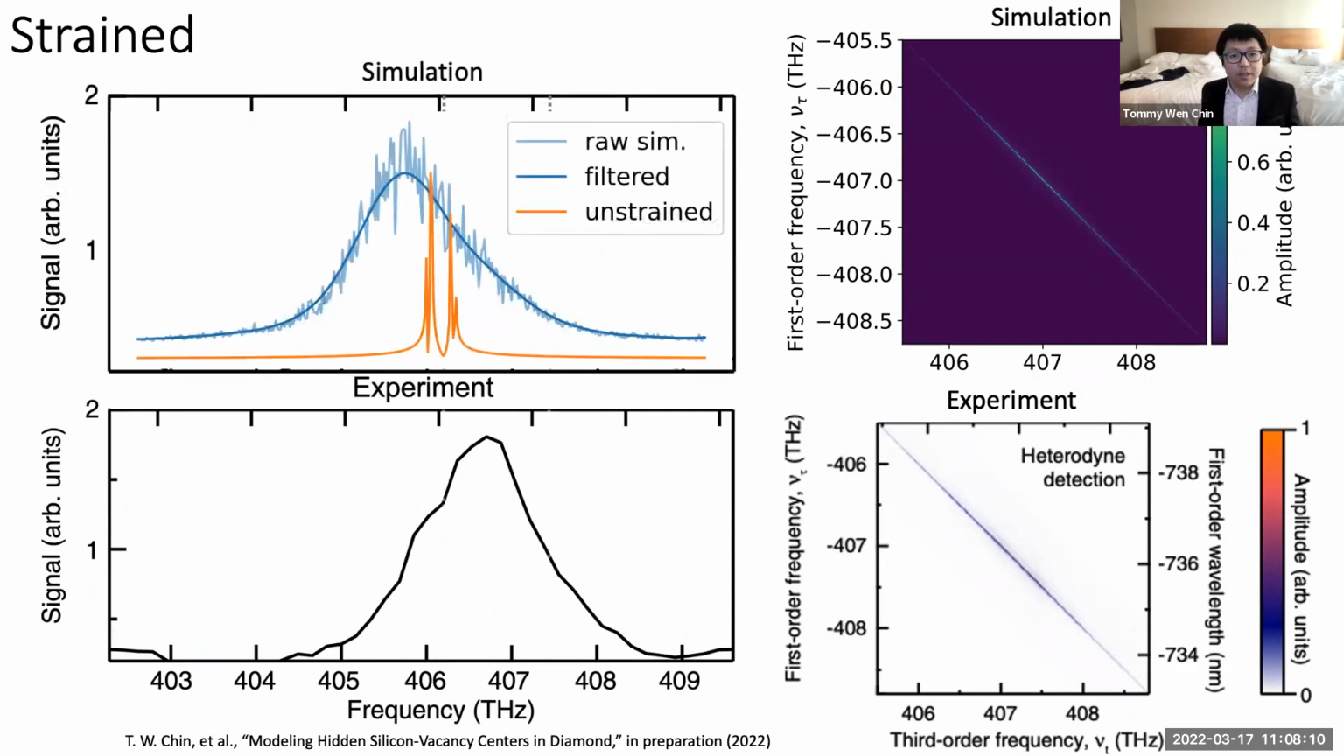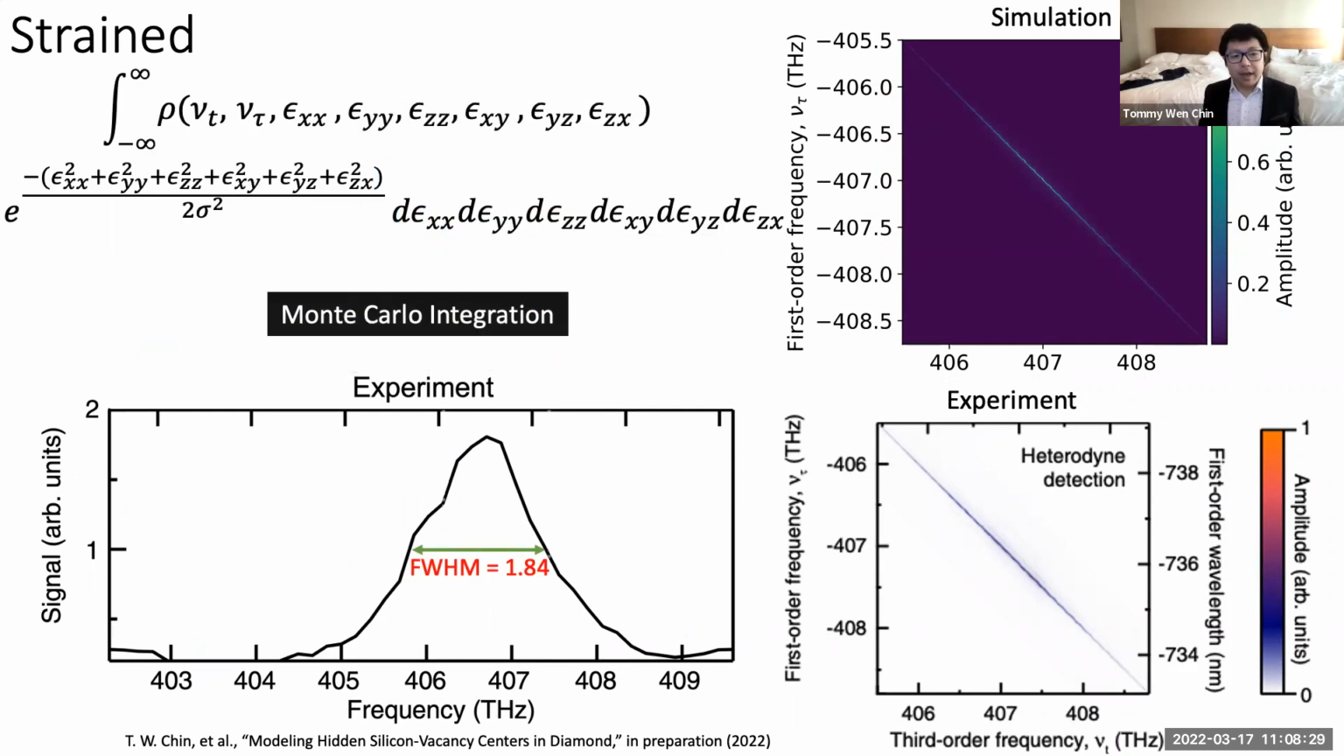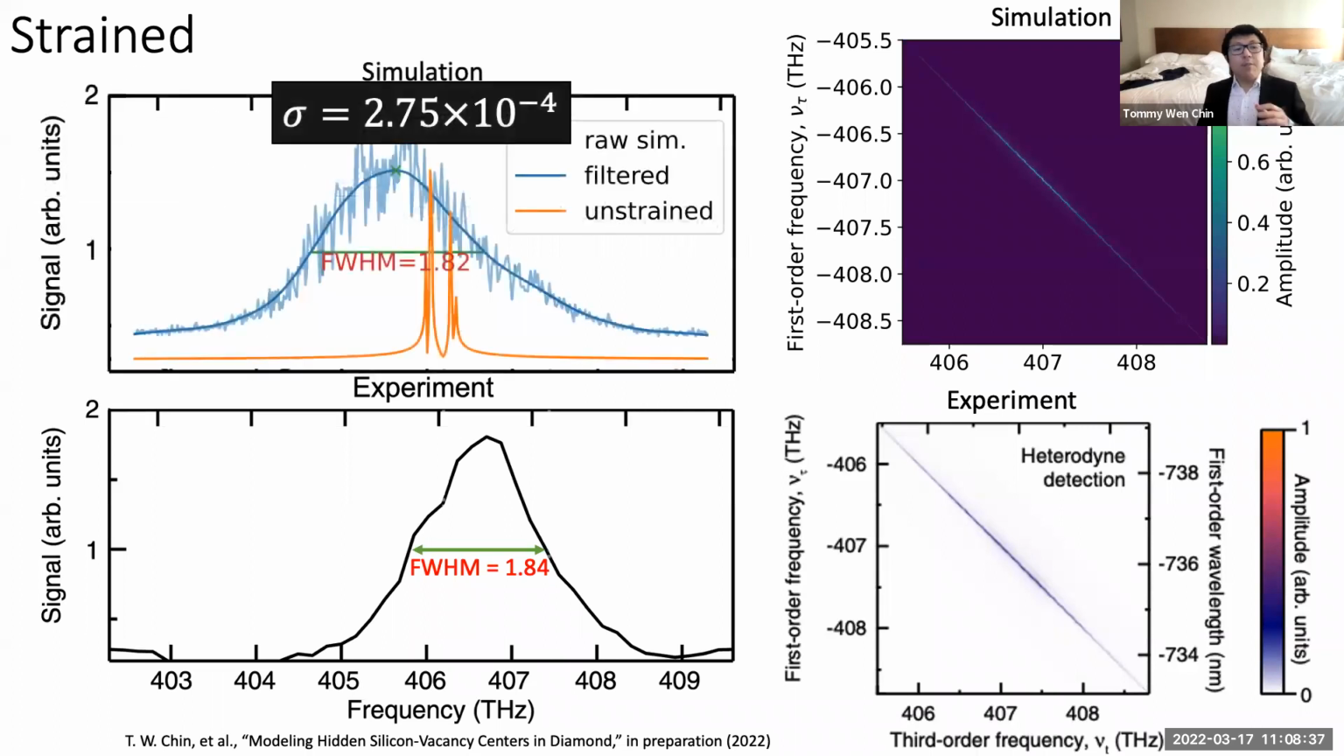And here we see the raw simulation data to be rather noisy, and that is because I can only use a finite number of random numbers in my Monte Carlo integration. We can then compare the full width at half max of the 2 spectra. Going back to the Gaussian that I had, I can vary the standard deviation of this strain Gaussian such that we match the 2 full widths at half max. This would entail a standard deviation of the strain Gaussian of 2.75 times 10 to the minus 4.